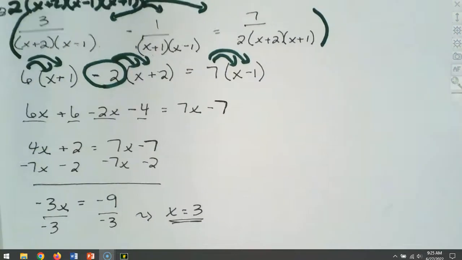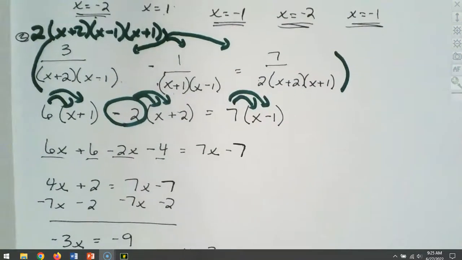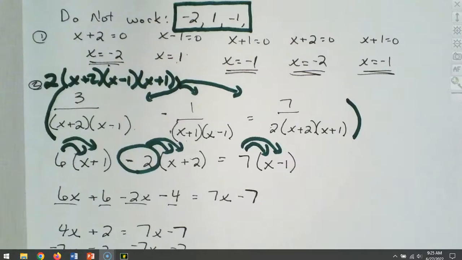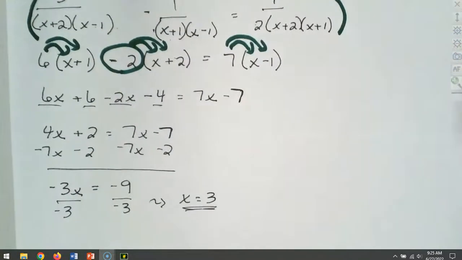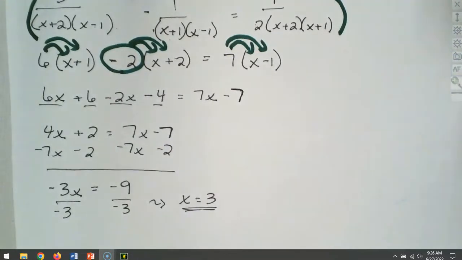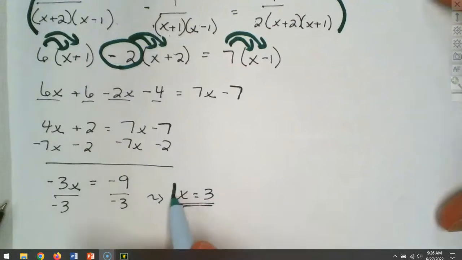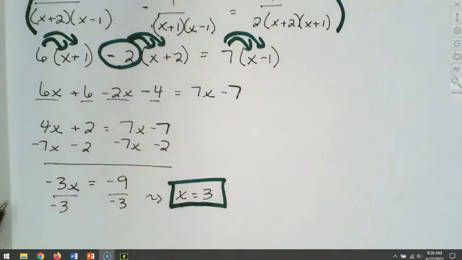Now, what numbers will not work? What numbers can't we have? We cannot have minus 2, 1, or negative 1. So we got our answer to be 3. Is 3 one of those numbers that I said will not work? No. So that means 3 is our solution. And it was just a lot of factoring. It's not very difficult. It's just factoring, solving.